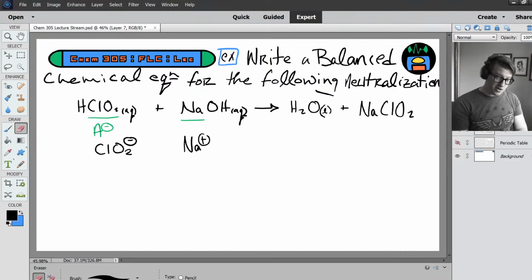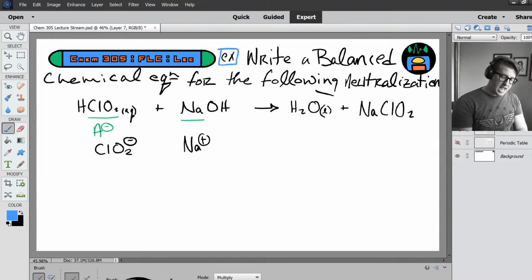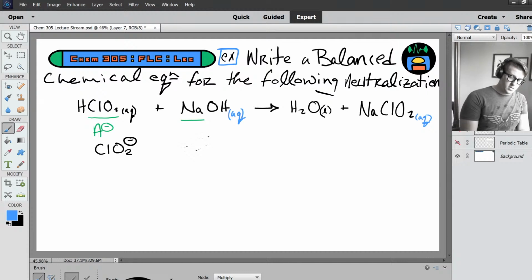All right. Now we've got to figure out what our phases are. And actually, I wrote the phase for sodium hydroxide, which I shouldn't have. I should have let you figure that out. But we know that any compound with a sodium cation will be soluble, according to the solubility rules, right? Anything containing sodium is always soluble. And since our product also contains sodium, NaClO2 has a sodium cation, it too will be soluble. So these are the products of this reaction. Now we need to balance it.